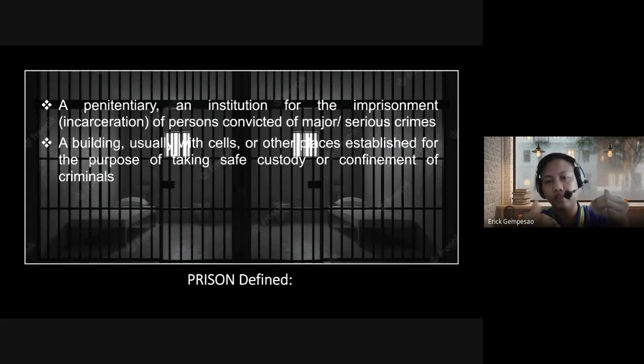So, the purpose is taking safe custody. Like a detainee, for example, the suspect was arrested, caught in the act, and was detained in the lock-up jail in the police station. Then that is considered safekeeping or safe custody of the detained person. So that falls under the second definition of prison.